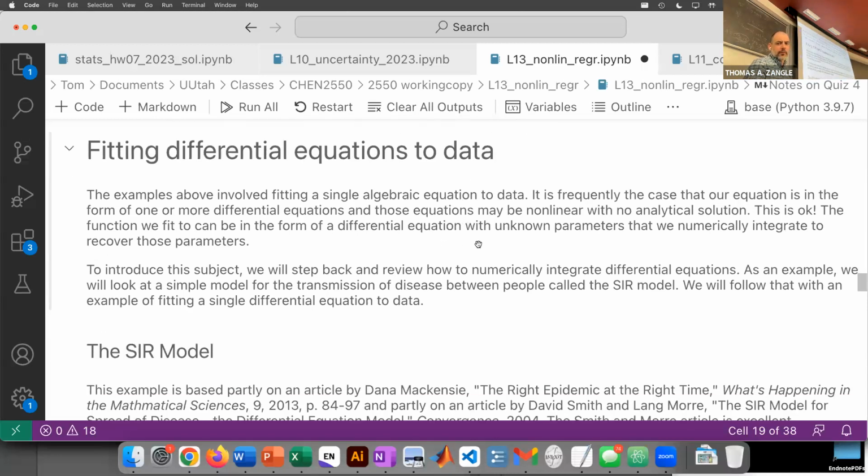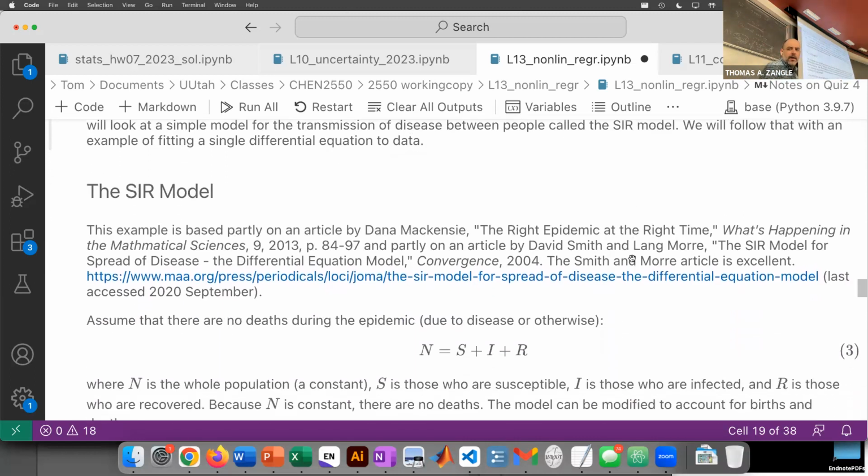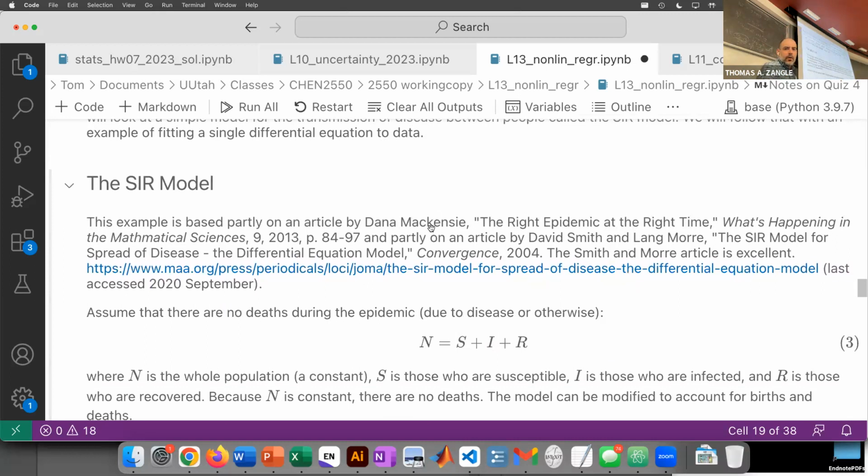So the function we fit can be in the form of a differential equation with unknown parameters that we numerically integrate to recover the parameters that describe that differential equation. So we're going to start with an example of transmission of disease. Something called the SIR model, and we'll see what the different parameters are that are in the model. So this is a differential equation model. The SIR model is a differential equation model for the spread of disease.